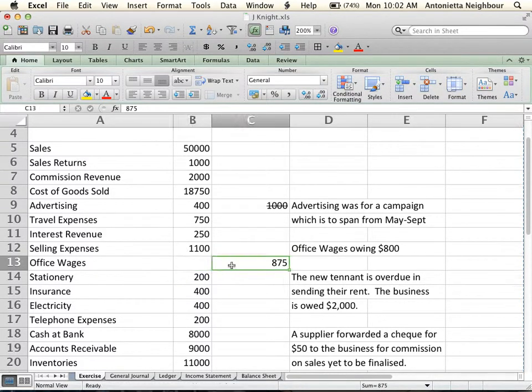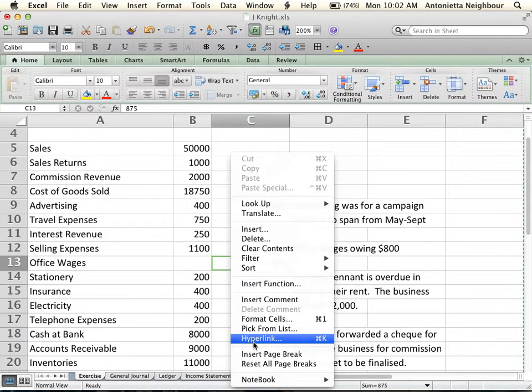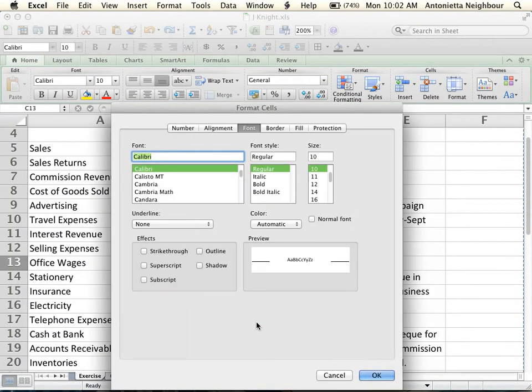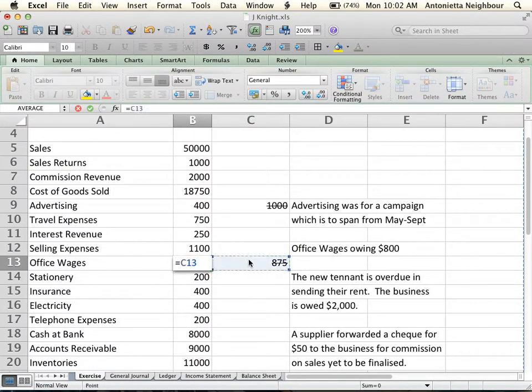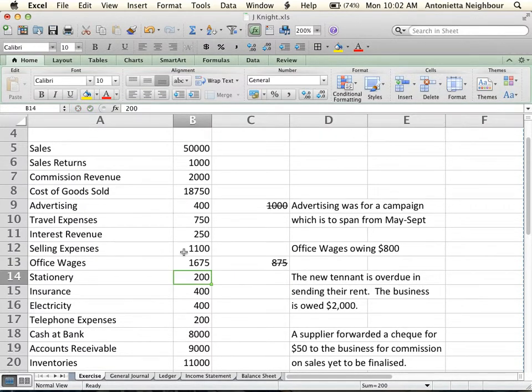So I'm going to slide this figure over to the other column. I'm going to cross that out and calculate what the wages should reflect at the end of the accounting period, which is basically $800 more. So I've got to increase that by 800. If I do a formula, 875 plus 800, by the end of the accounting period, 30th of June, wages should have been 1675.